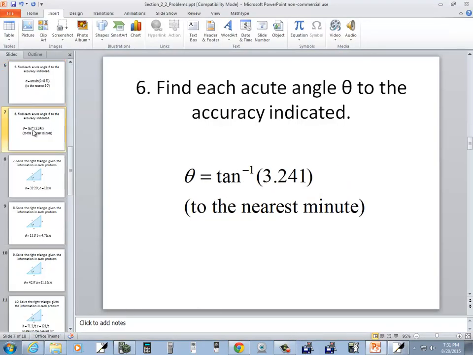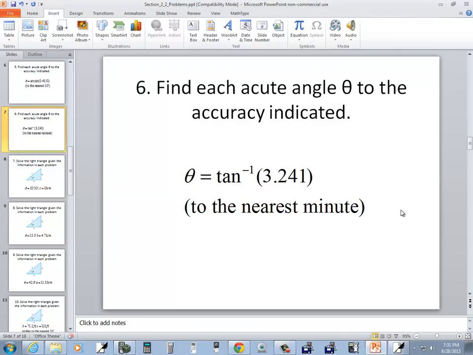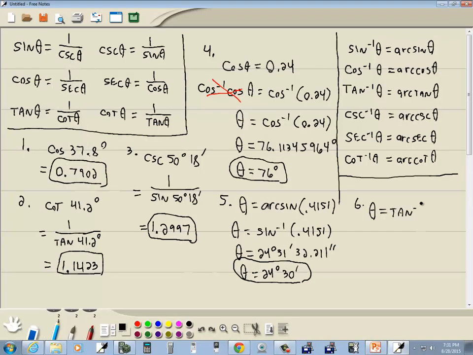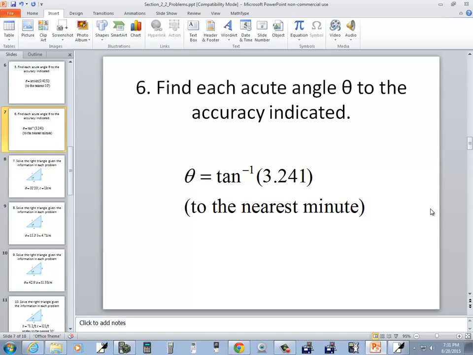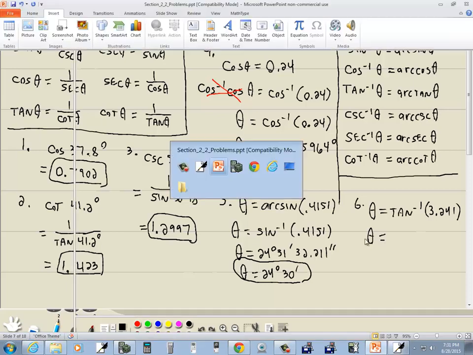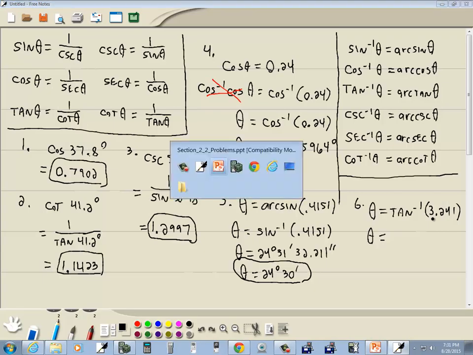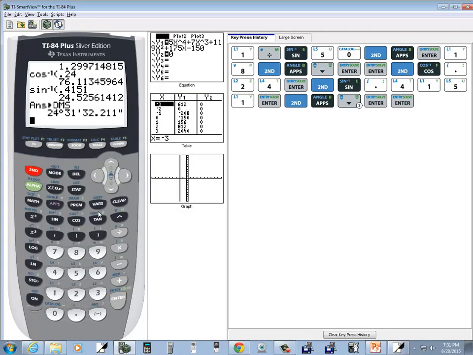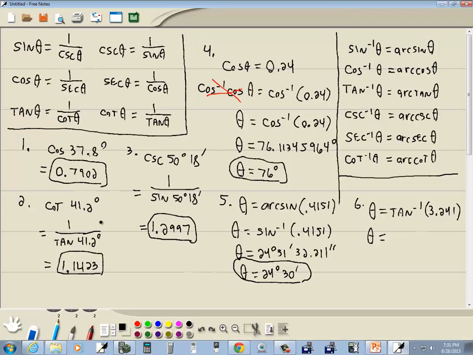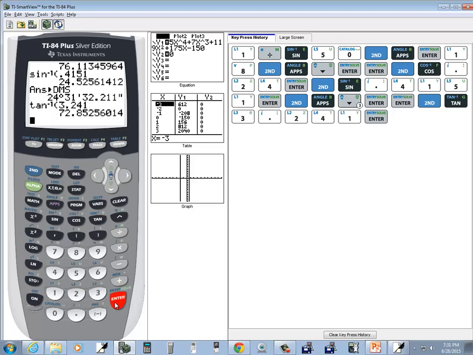Okay, let's take a look at this one. Got theta is equal to inverse tangent 3.241. Now we have inverse tangent on our calculator, so we don't have to do anything special. We can just plug it in. Specifically, it says take it to the nearest minute, which implies we want to be in degree, which we are. So let's type this in. So I'm going to do my second tangent with my inverse tangent and 3.241 and press enter.